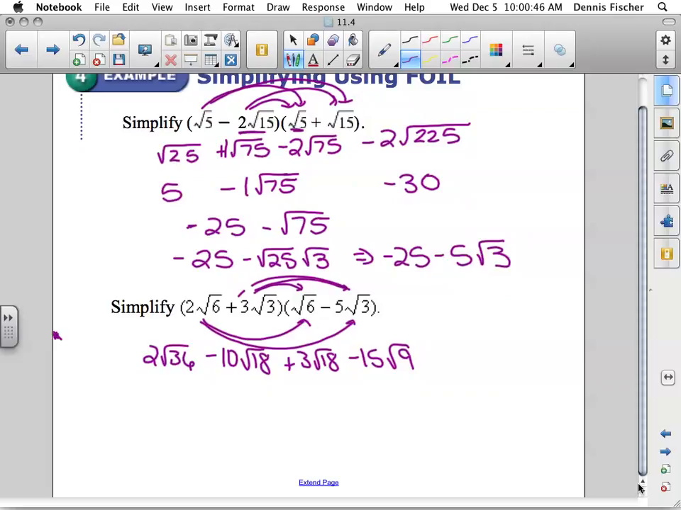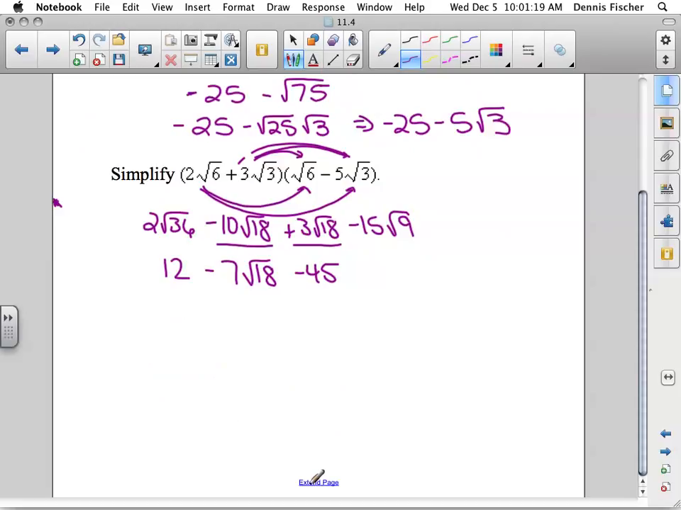2 square root of 36. Square root of 36 is 6. 6 times 2 is 12. So that's 12. I'm just going to do this one. Negative 10 square root of 18 plus 3 square root of 18 is negative 7 square root of 18. Let's simplify down, unless we know it. Negative 15 and square root of 9. Square root of 9 is 3. 3 times 15 is 45. Negative 45, okay? Step by step.